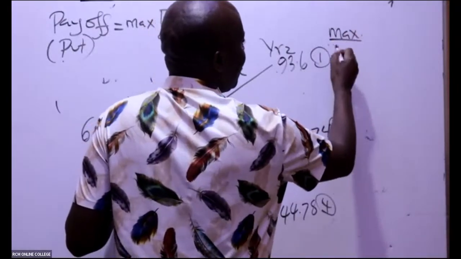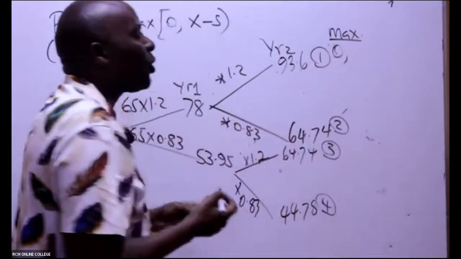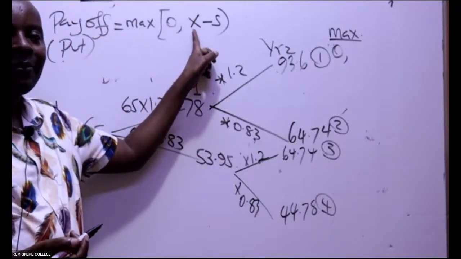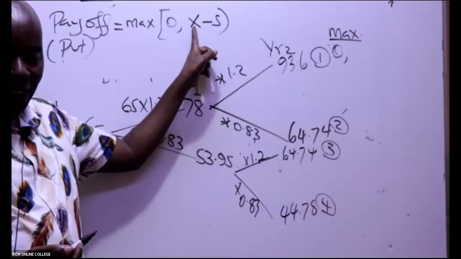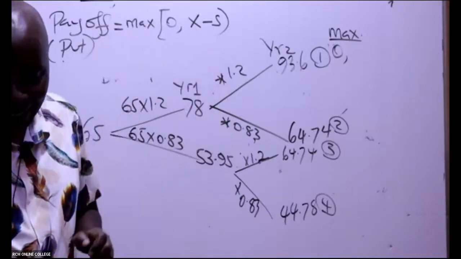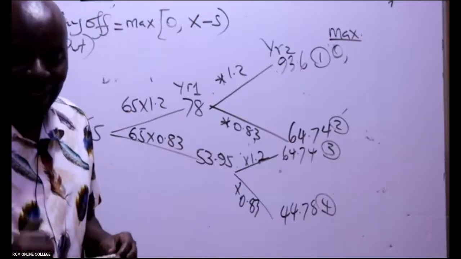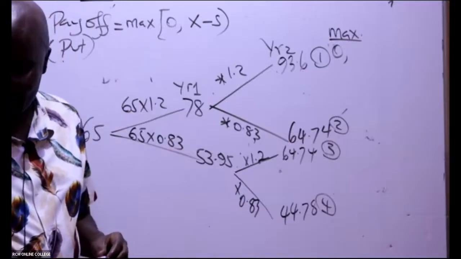Maximum between what here? 0. In this question, ladies and gentlemen, have they given us the exercise price? Is there anybody who is able to see the exercise price?